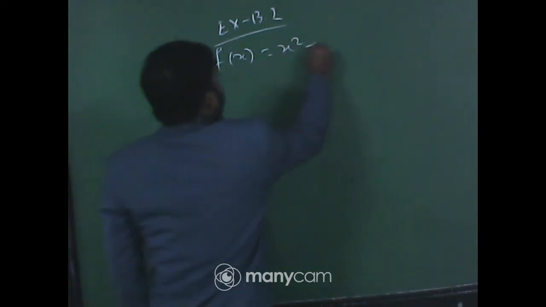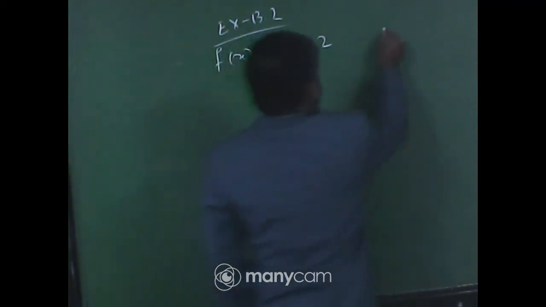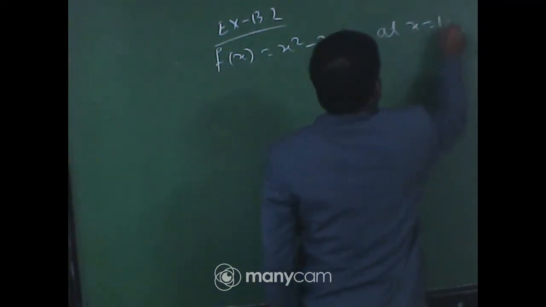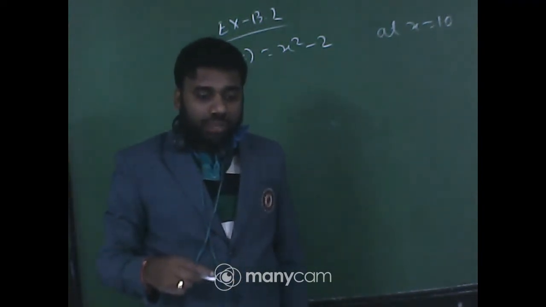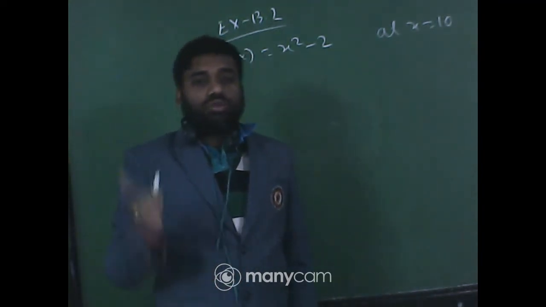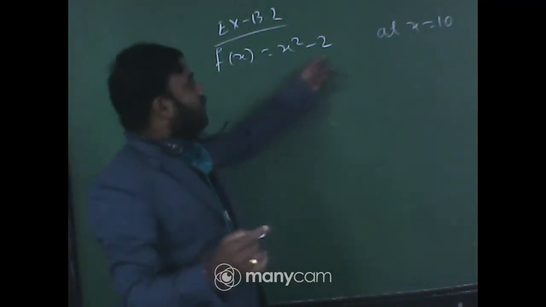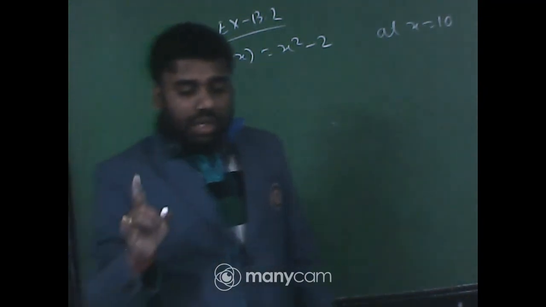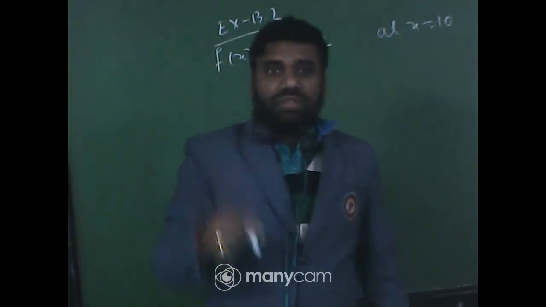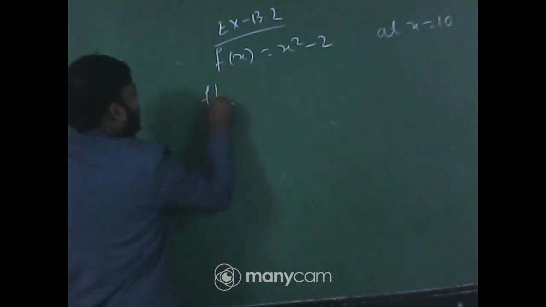x square minus 2 at x equal to 10. f(x) equal to x square minus 2 at x equal to 2. Using the formula, that will be 2x and the constant term 0, but here we have to solve by using first principle. According to the first principle, f(x) is the function, so first principle formula f dash x.